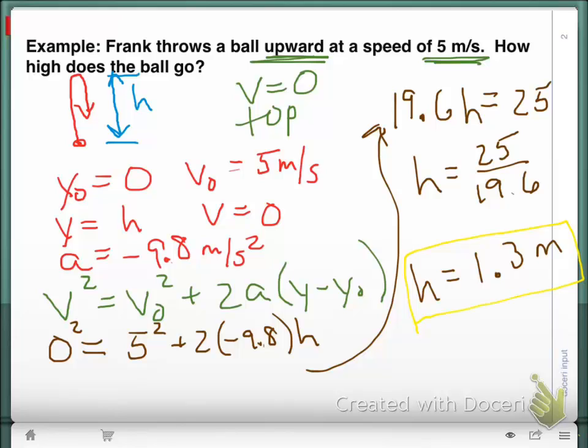So we look, is this in the correct units? Yes, it's in meters. It's a distance. Is 1.3 meters a reasonable distance for how high the ball would go? Yes, it is. Have we actually answered? Well, the question asks for how high the ball goes, and we have a height. So we actually answered the question. These are some steps to follow in working physics problems.